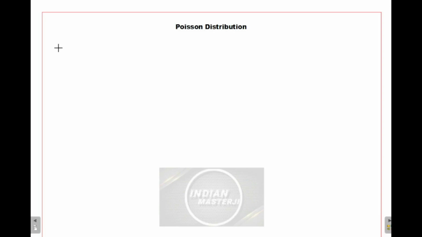Suppose there is a check post, and I say through this check post on an average 5 cars pass every hour.